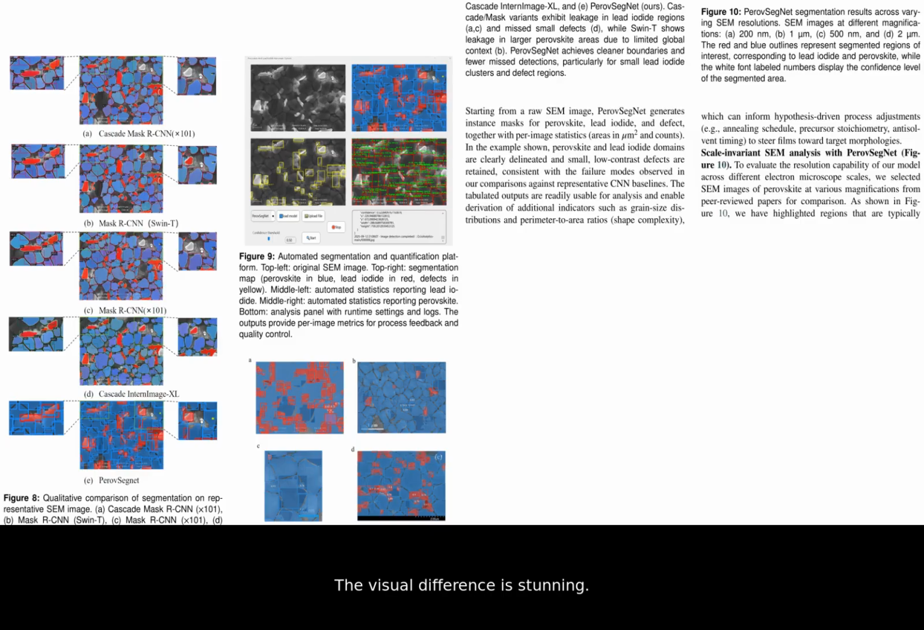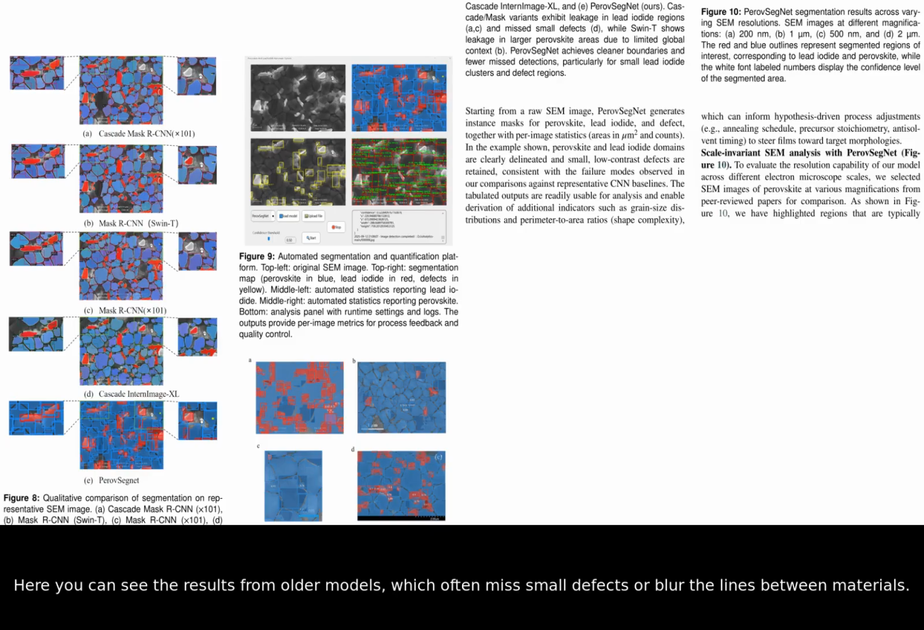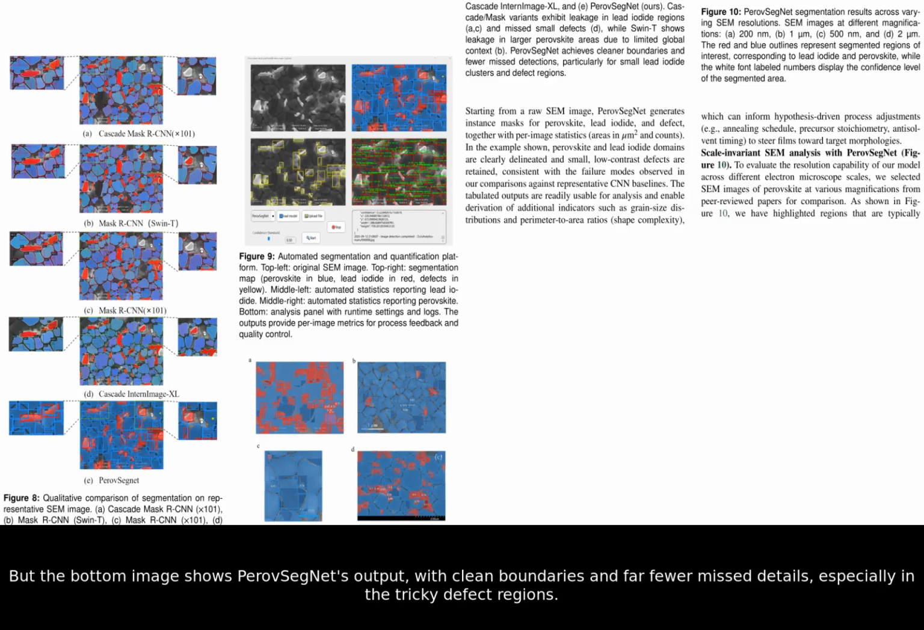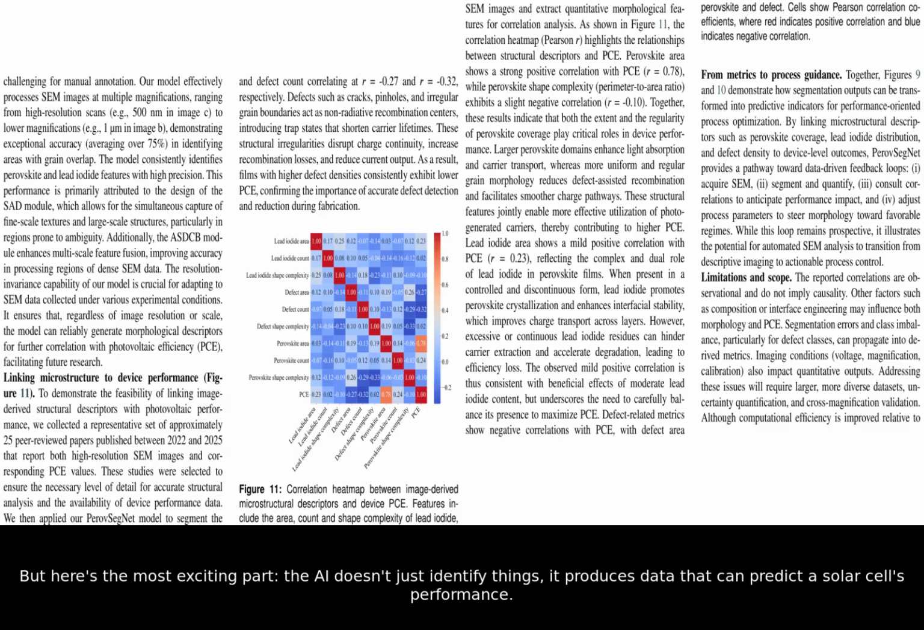The visual difference is stunning. Here you can see the results from older models, which often miss small defects or blur the lines between materials. But the bottom image shows PerovSegNet's output with clean boundaries and far fewer missed details, especially in the tricky defect regions.